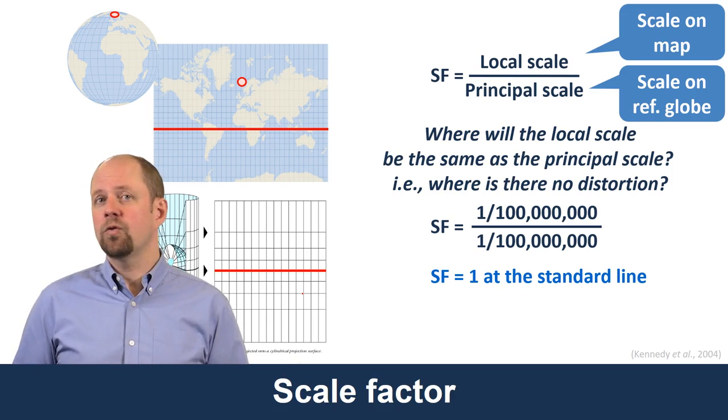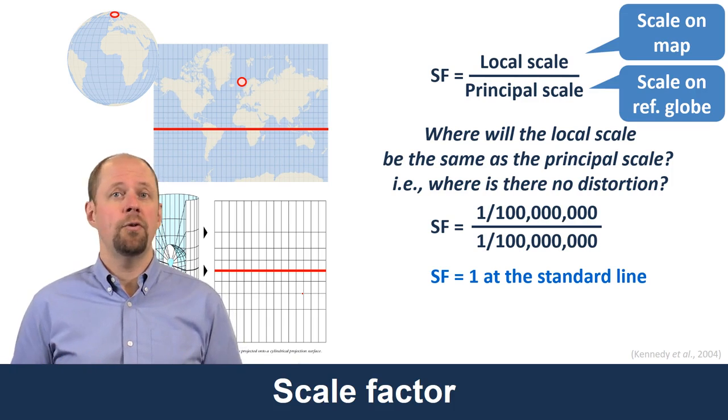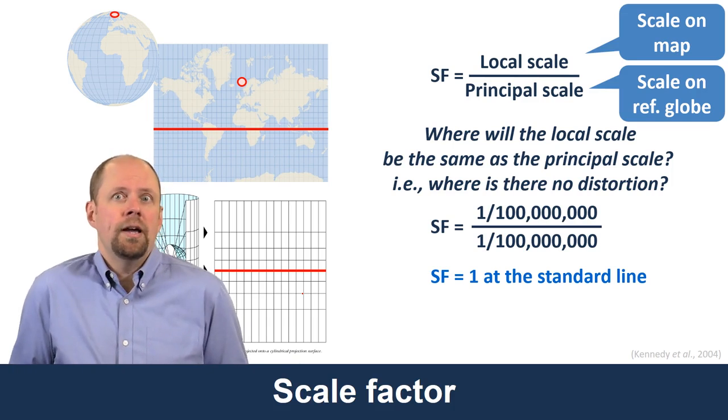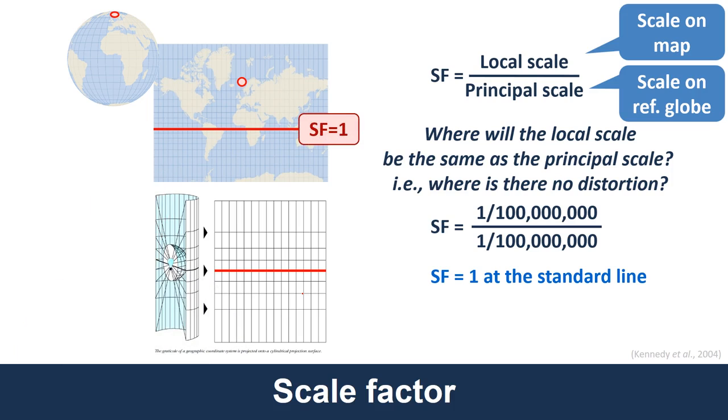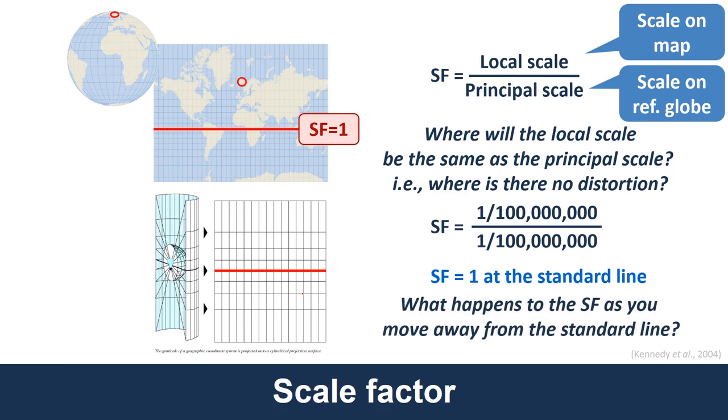Of course, we can have distortion, in which case the scale factor will be some other number, and we can use that to describe what that distortion is. So here at the standard line, the scale factor equals 1. But what happens to the scale factor as you move away from the standard line? So the scale factor at the equator is 1.